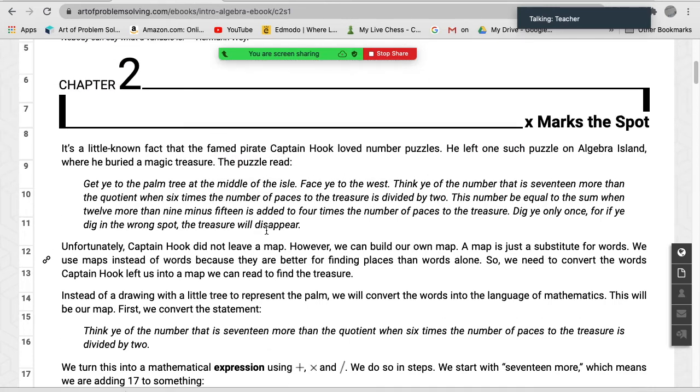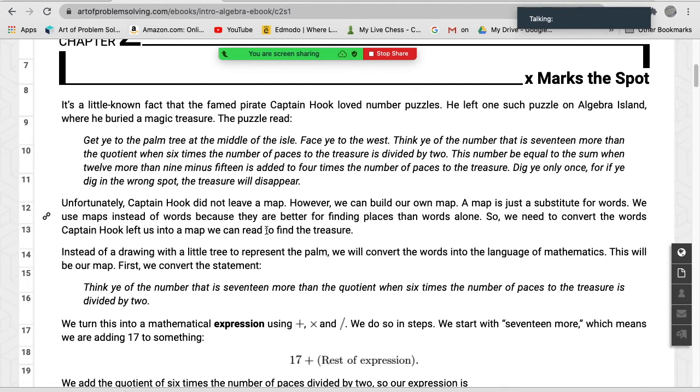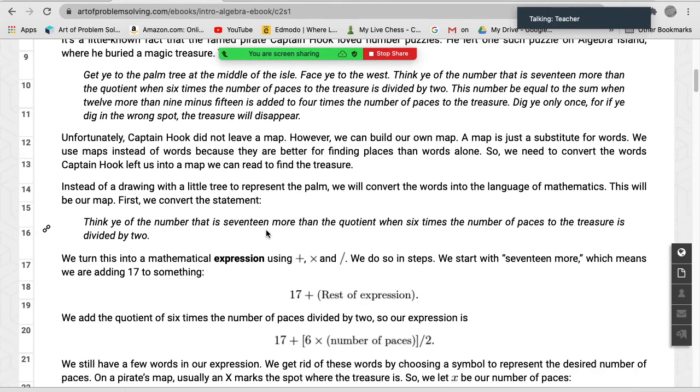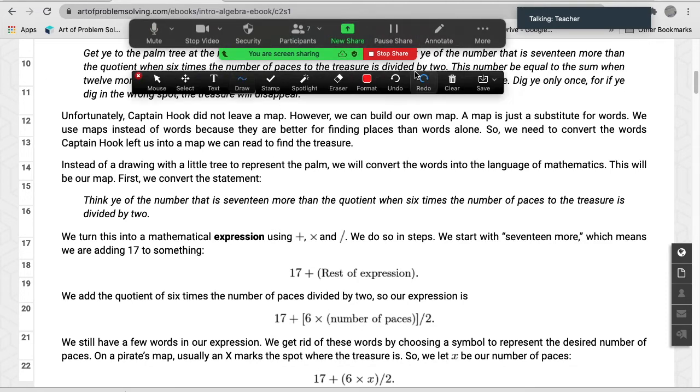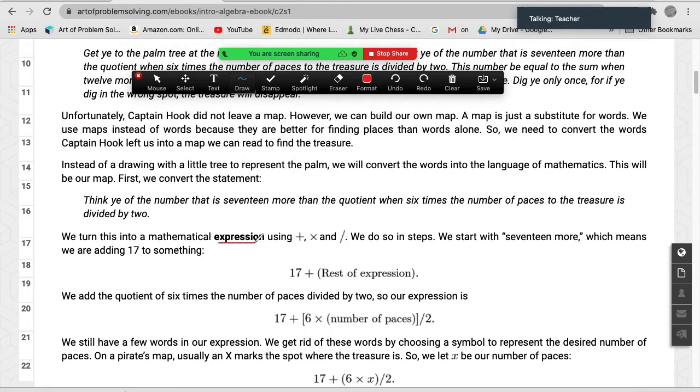Now let's see. We need to understand a few concepts. The first one is called an expression. So what is an expression? We need to understand this. An expression just uses plus, minus, multiplication, and division to connect some numbers, or some letters together. That's called an expression. Suppose I write 17 plus 5 times 6. This is called a mathematical expression.